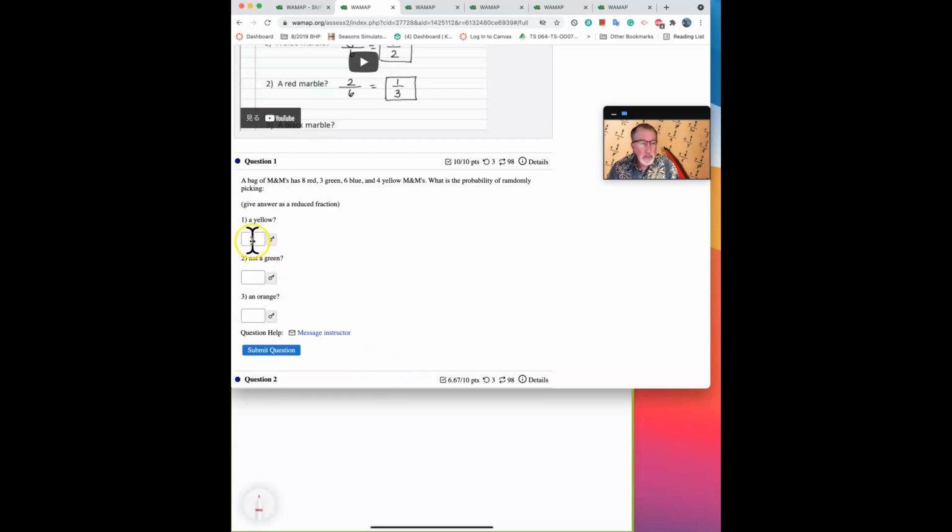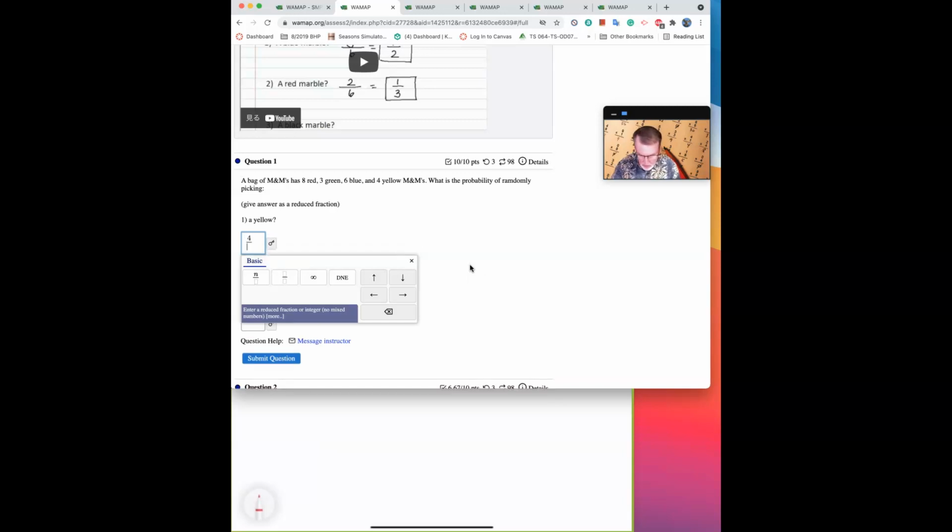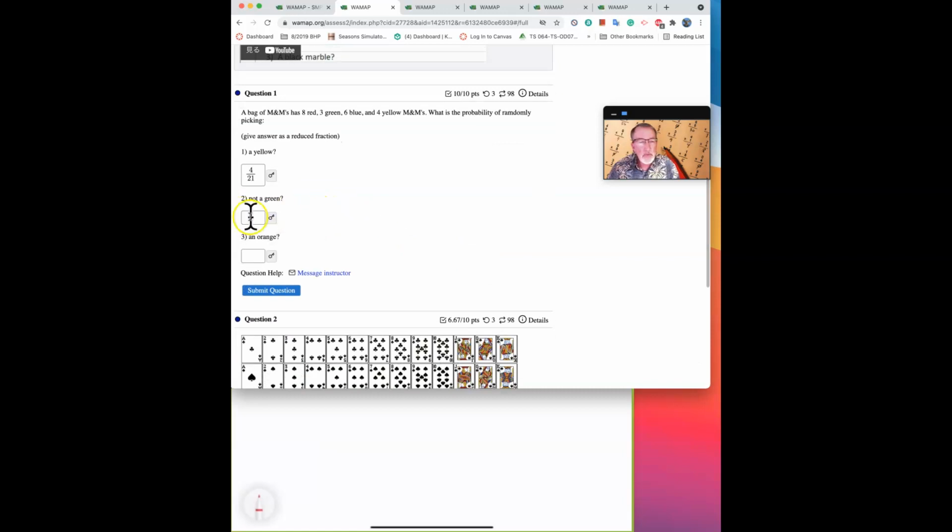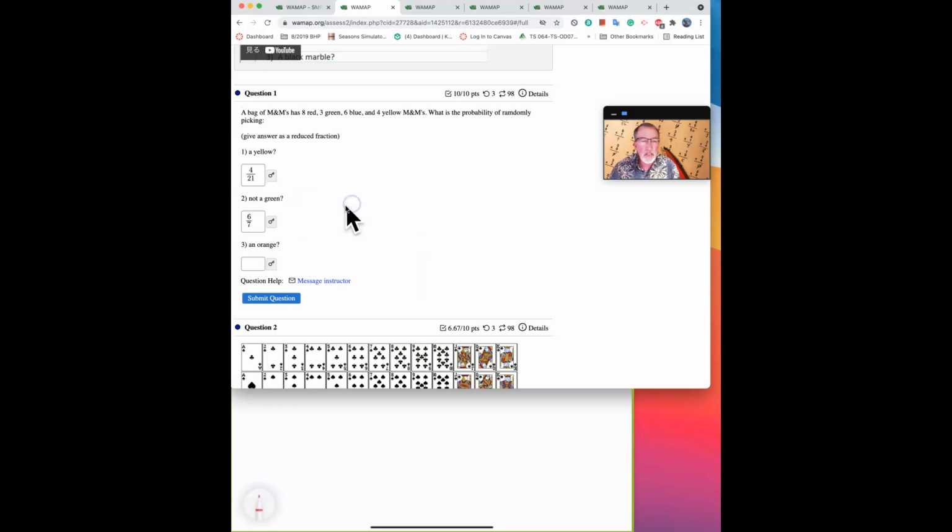All right, first one, the odds of drawing a yellow are 4 out of 21. So 4/21 is our first answer. And the second answer, if it's not green, we said it was 6 out of 7. The odds are 6/7. And orange, we decided was 0. So basically, you just count up the total number of possibilities and then specify the number of colors that you are looking for. Or in the case of number 2, a color that wasn't there.